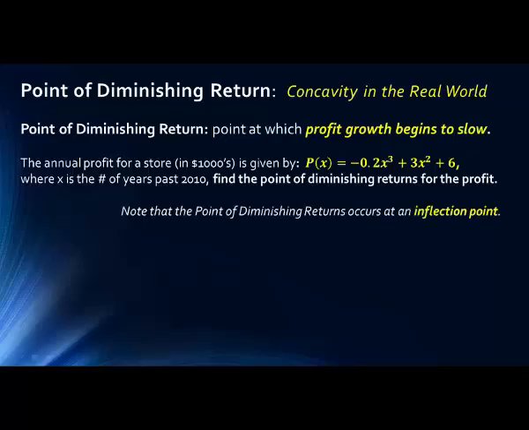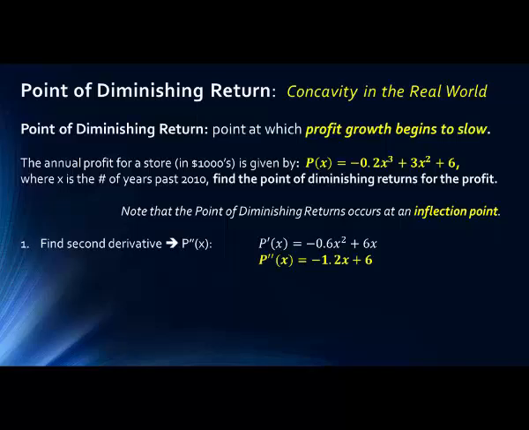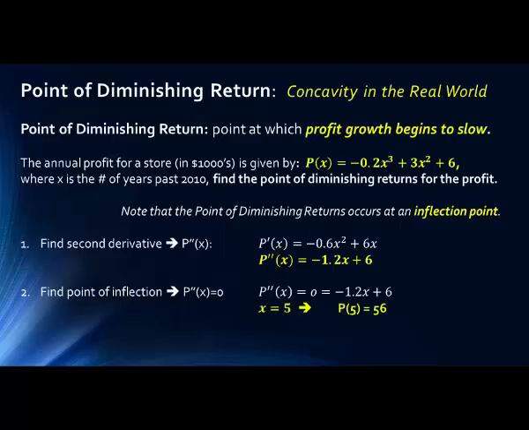Note that the point of diminishing returns occurs at an inflection point. These are the critical values of the second derivative. Remember, where the second derivative equals 0. So we're going to do a similar thing. We're going to find the second derivative. We're going to then set it equal to 0 to find the critical values. In this case, it's a simple algebraic equation to solve. We get x equals 5, which is the critical value, and then we get the point of inflection, which is 5, 56. Again, we plug this back into what? The original equation.